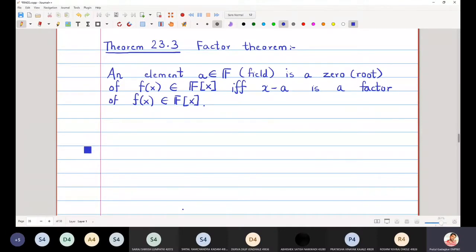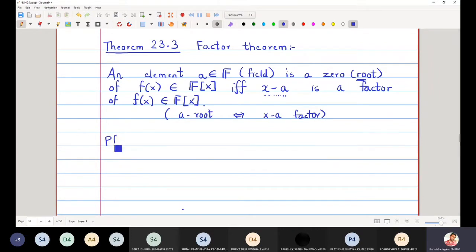Okay, so now we will prove the next theorem, which is called the factor theorem. The factor theorem says that if you take an element A in the field F, and if that element is a root, then X minus A must be a factor of that polynomial, and conversely, if X minus A is a factor, then A becomes the root. So in short, A is a root if and only if X minus A is a factor. This is what we are supposed to prove in this particular theorem.